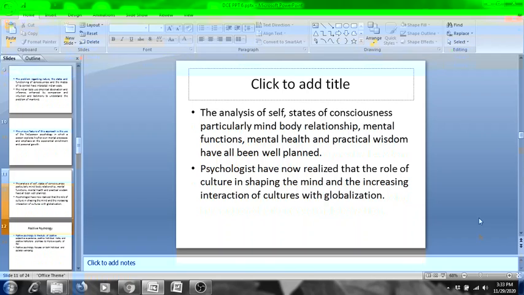The analysis of self, states of consciousness, particularly mind-body relationship, mental functions, mental health and practical wisdom have all been well planned. Psychologists have now realized the role of culture in shaping the mind and the increasing interaction of cultures with globalization.